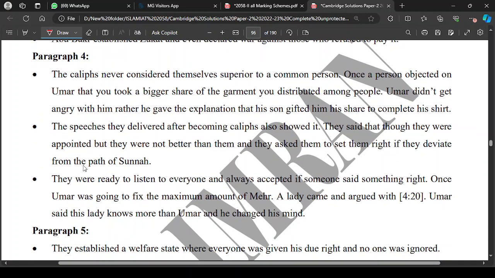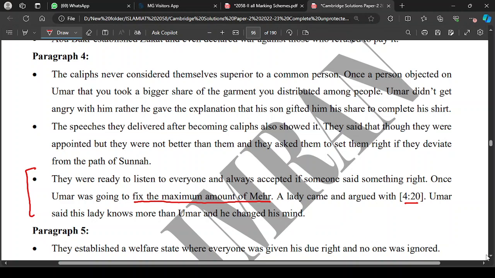We have another example from the Caliphate of Umar (RA): once Umar wanted to fix the minimum amount of meher, the payment which the groom makes to the bride. So he wanted to fix some amount for it. A lady came and argued with him, and she quoted the verse of Surah 4, verse number 20, to which Umar kept silent for a while and thought, and later on he said, Umar was wrong, and the lady corrected him. And he decided not to fix any minimum amount for this meher.